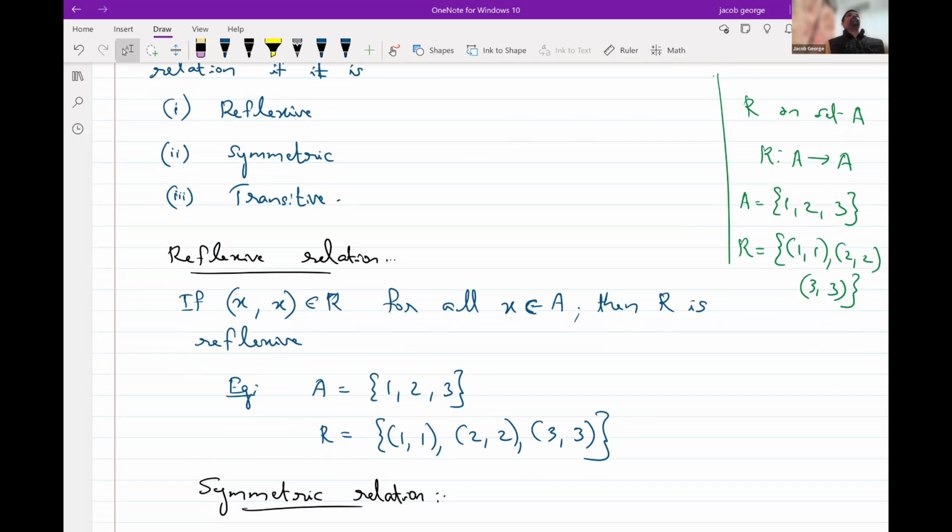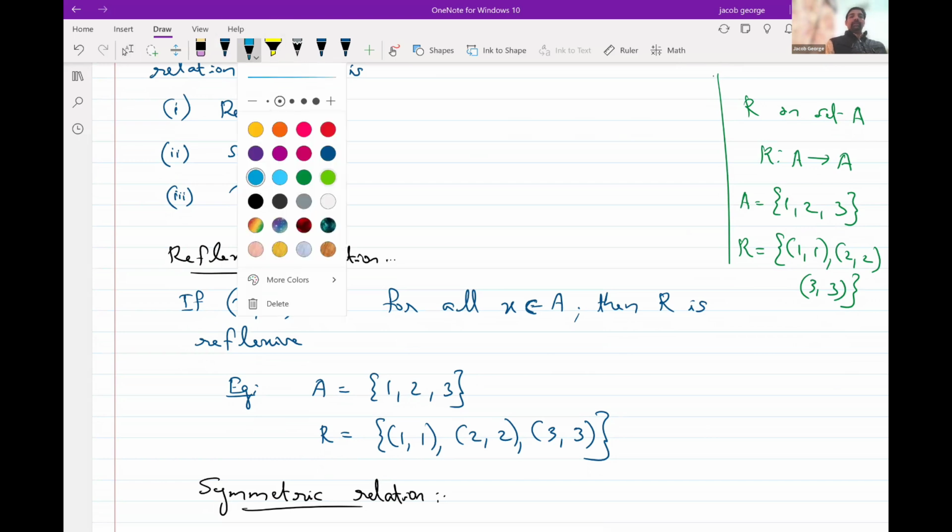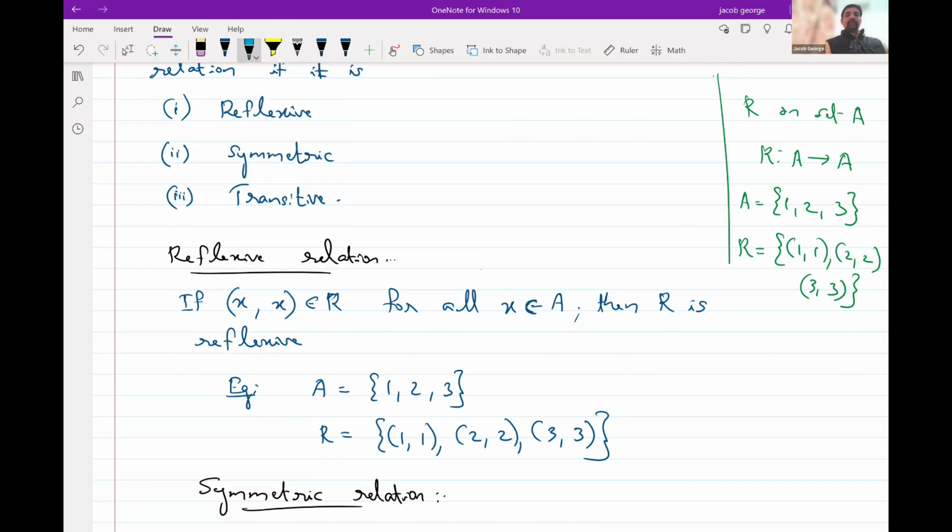X comma X must be an element of R, for all X element of capital A. Instead of this "for all", a Greek sign is used in some question papers. That Greek sign is like an inverted A, the Greek symbol that represents "for all". If you see this sign instead of the words, it represents for all X element of capital A.